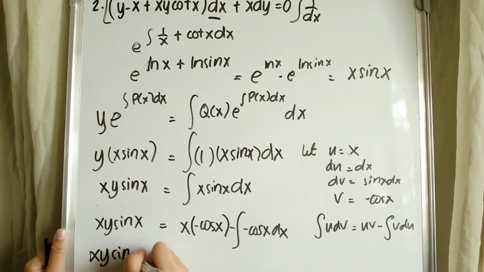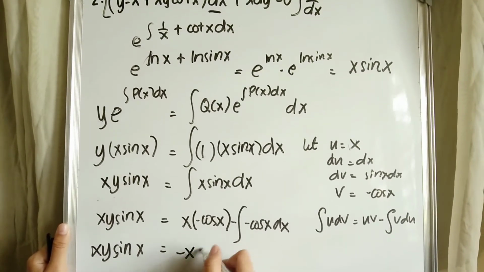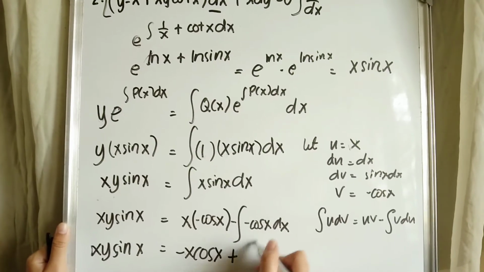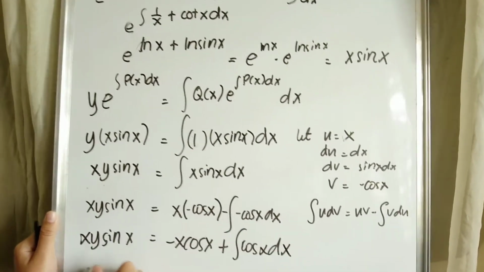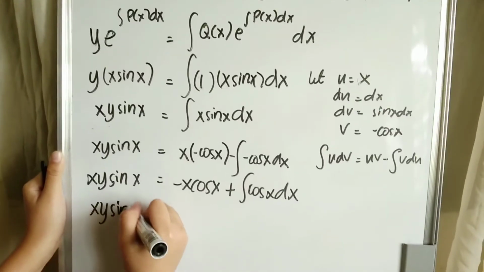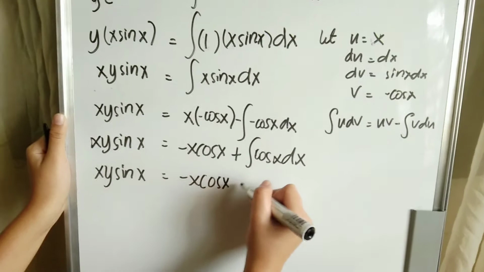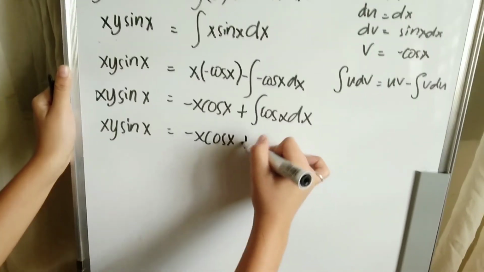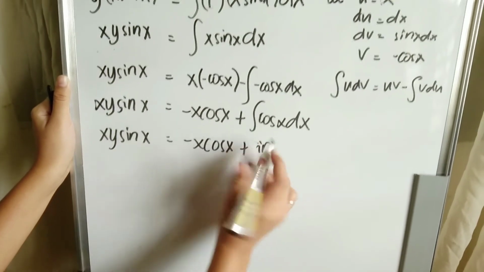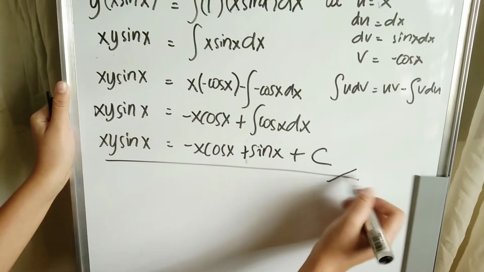Simplify. This will become negative x cos x plus the integral of cos x dx, which is, copy x, the integral of our cos x is sine x plus c. So this is now our final answer.